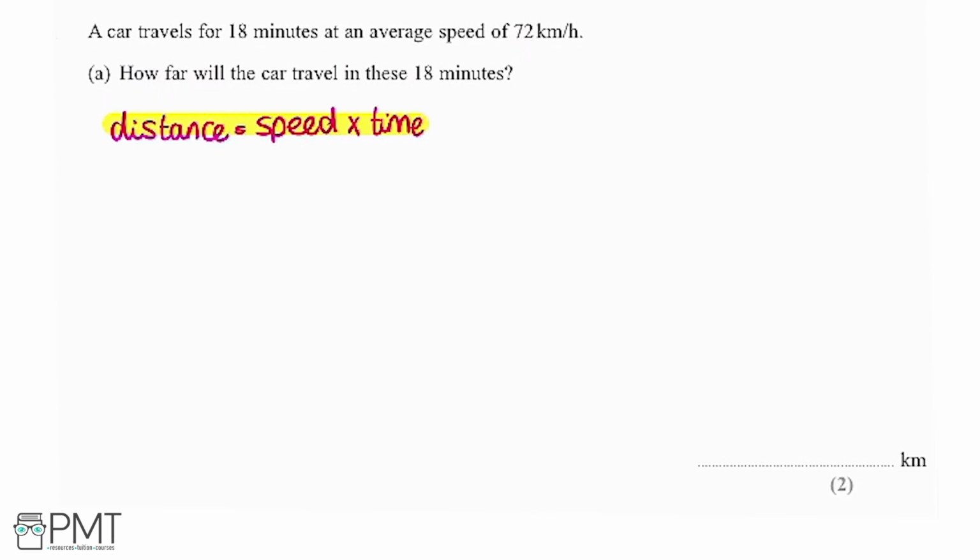But before we can use that, we just need to look at what units of time we're working with. So we see a car travelling for 18 minutes. Okay, so in this bit, we're working in minutes. But the speed is 72 kilometers an hour. So here we're working in hours.